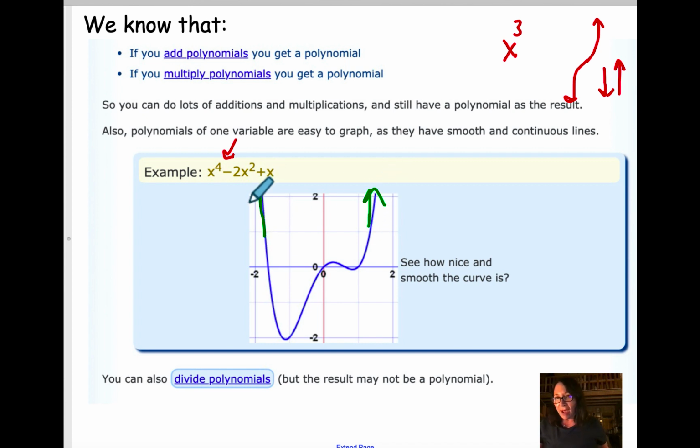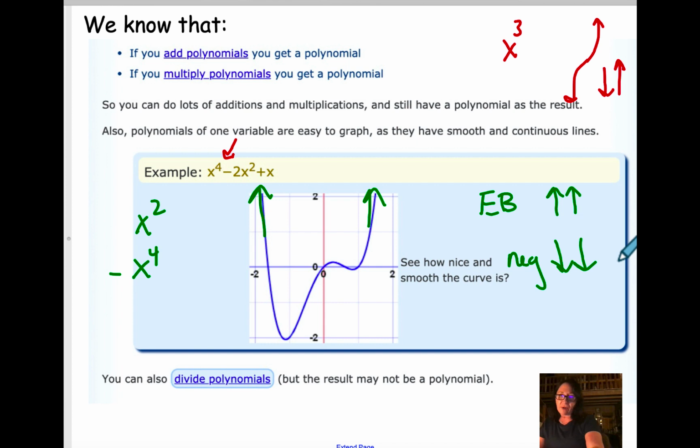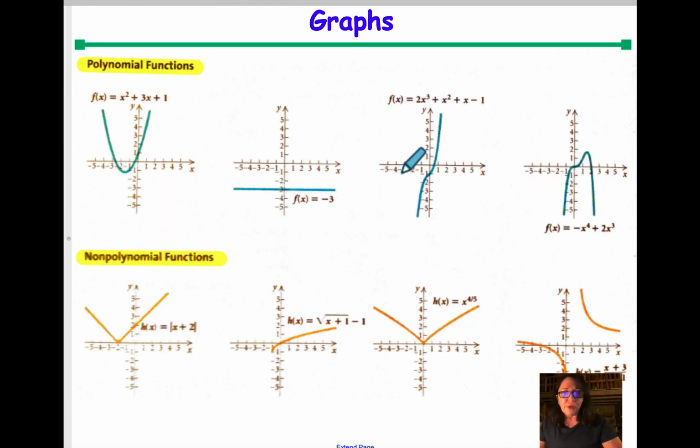And at this end of the graph, that's also going up. Because anything that has an even power that's positive and is a polynomial, it has to be a polynomial, is going to have this end behavior. And so the end behavior for an even polynomial function is going to be up, up. And likewise, if it's a negative, meaning I have a minus sign in front, the end behavior will be negative, down, down. So these are polynomial functions.